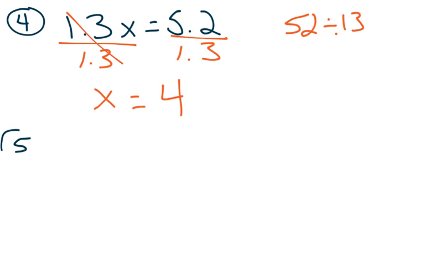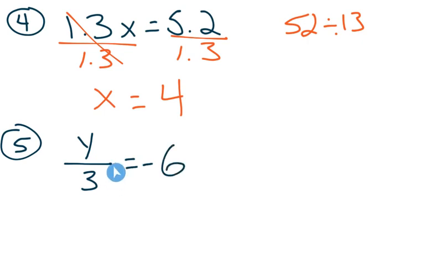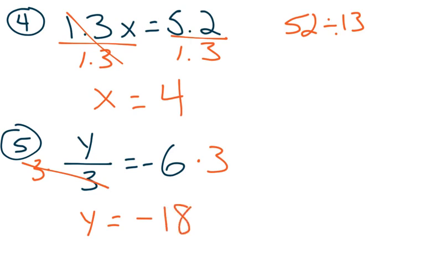All right, let's try another one here. Number 5, how about y over 3 is equal to negative 6? Well, if we see a fraction like this, the operation that is implied is division. So to undo dividing, the opposite of that would be multiplying. So I'm going to multiply both sides by what I was originally dividing by, 3. Okay, so y divided by 3 times 3 cancel out. I'm left with y on the left-hand side. Negative 6 times 3, remember negative times positive is a negative. 6 times 3 is 18.